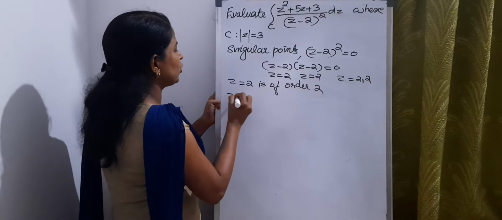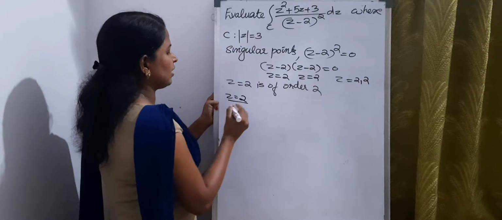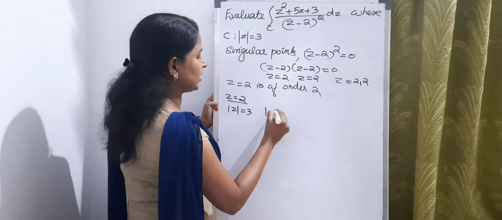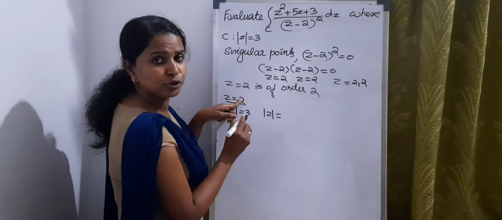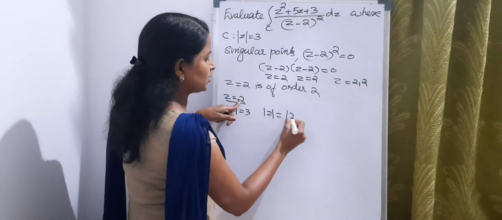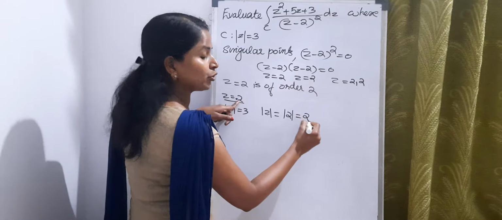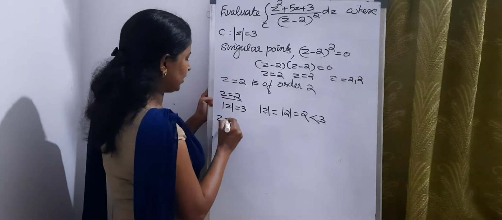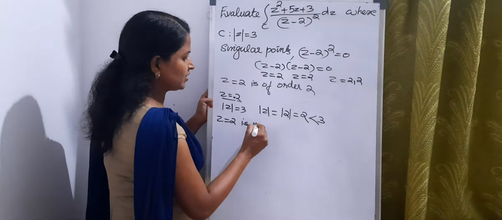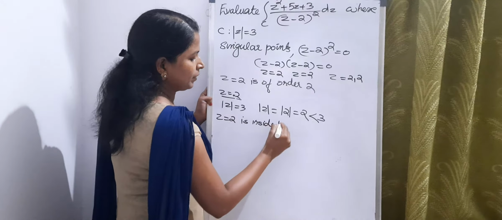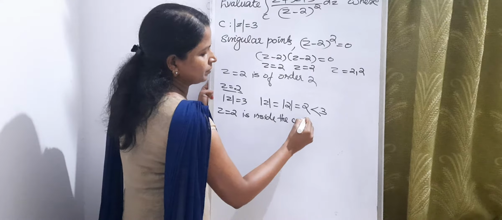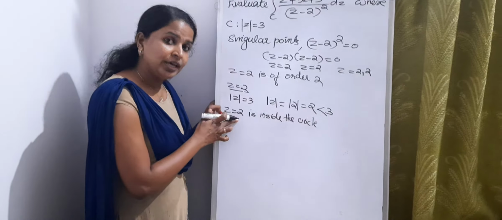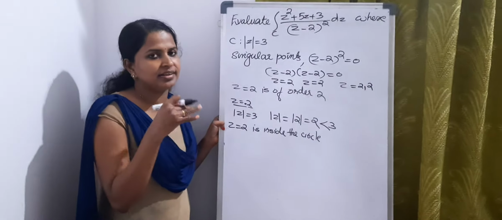Here z equal to 2 is the point. Our circle is mod z equal to 3. Put z equal to 2 in mod z. That is mod 2, which is equal to 2. 2 is less than 3. So, z equal to 2 is inside the circle, a point of order 2 inside the circle.